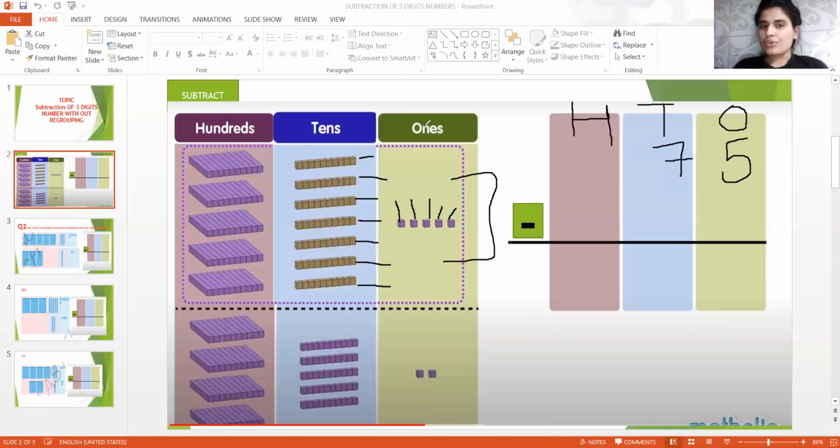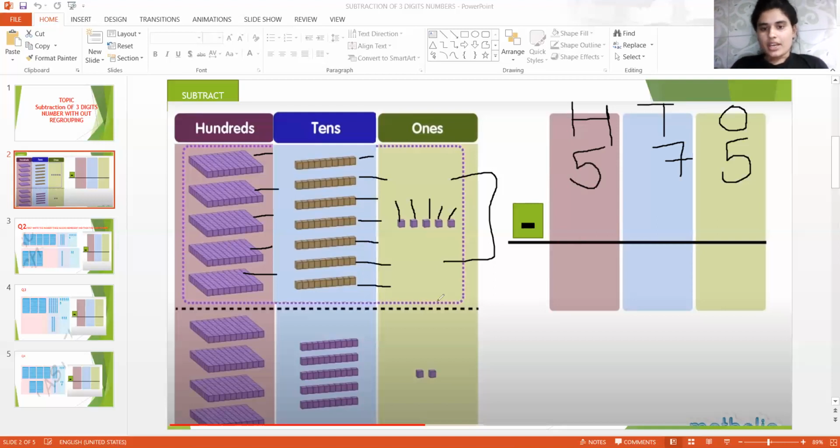Now we move to hundreds. How many hundreds? 1, 2, 3, 4, 5. How many hundreds? 5 hundreds. So write 5 over here.